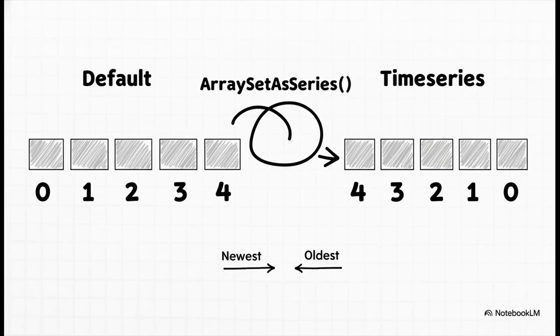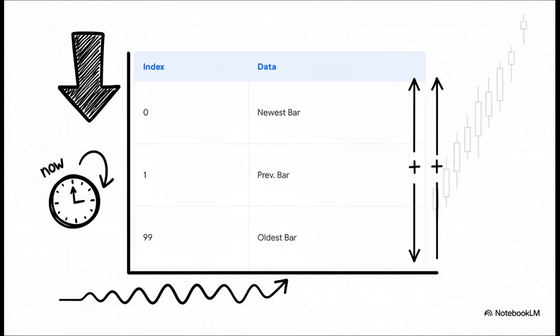But that's not how traders talk, right? We say the current bar is bar 0, the previous one is bar 1, and so on going back in time. Well, MQL5 gets this. It gives us a simple function, ArraySetAsSeries, that magically flips the entire array's indexing to match the way we actually analyze charts. And check out the result. After just that one line of code, look what happens.